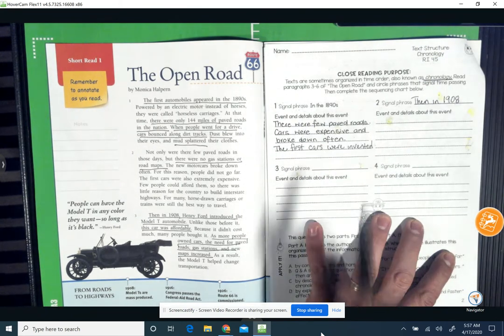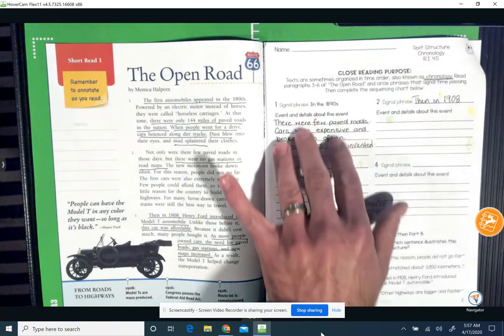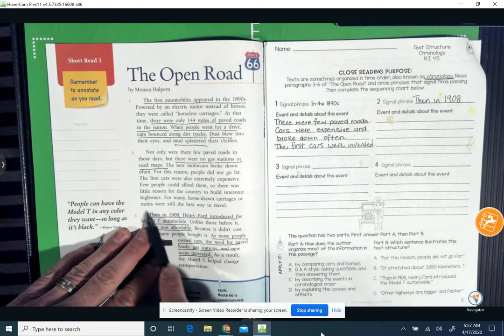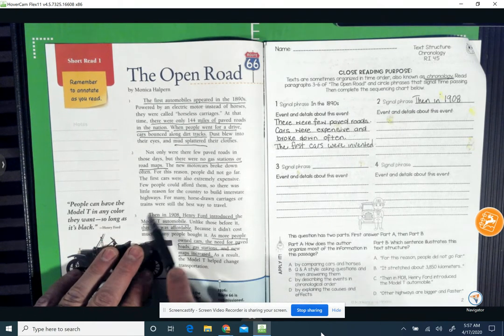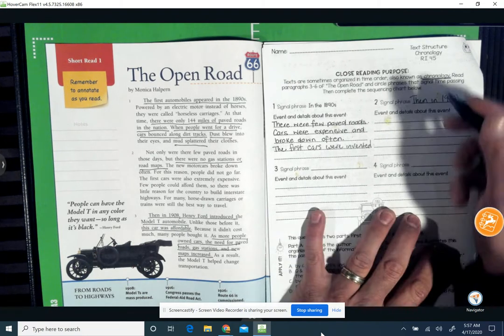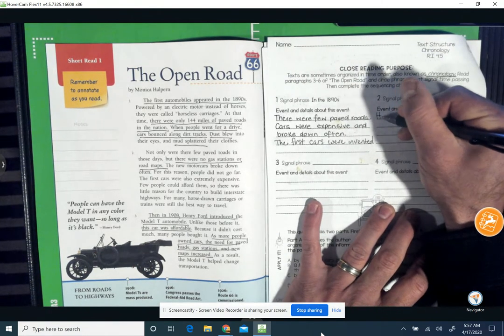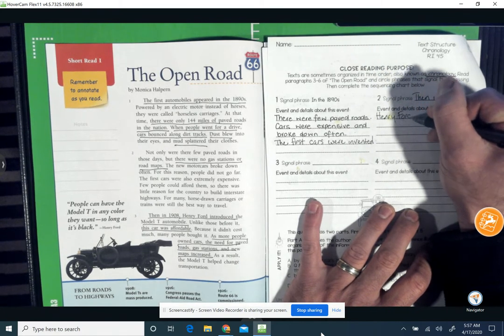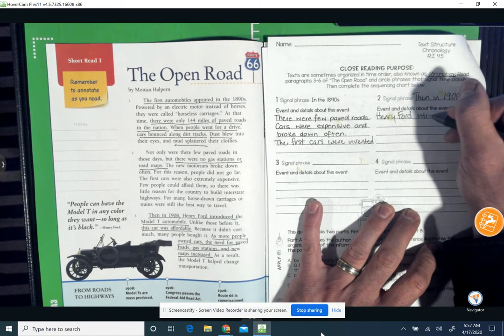First we got in the 1890s. Then in 1908, the event that happens in 1908 is likely going to appear very close to that signal phrase. In this case, Henry Ford introduced the Model T.